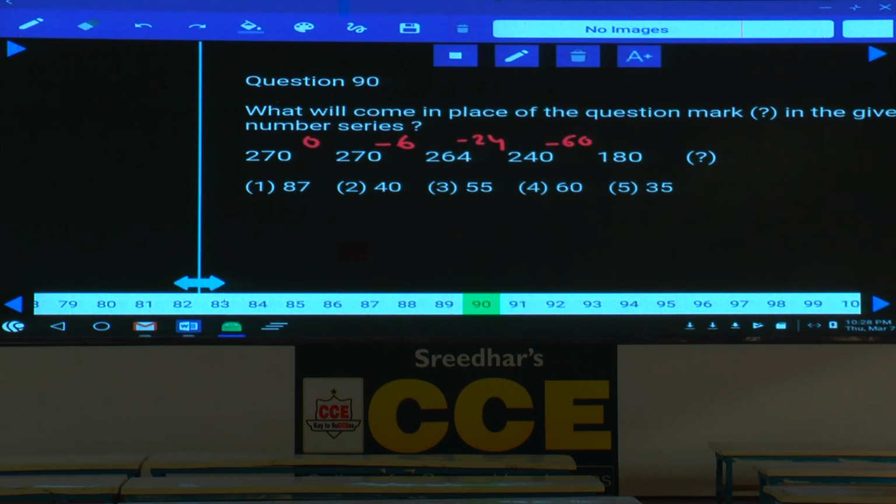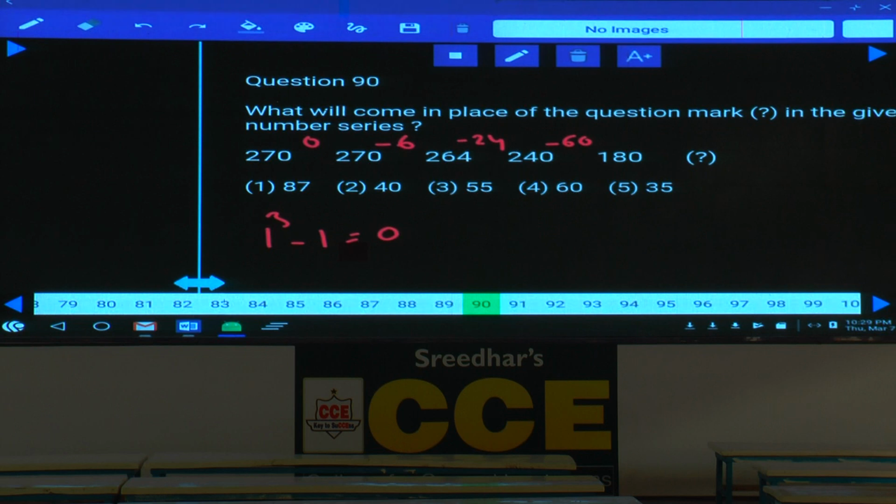Then what are these numbers? 0, 6, 24 and 60. 0 can be written as 1 cube minus 1. Fine. Suppose you never prepared 1 cube minus 1, fine. Because last year on 3 occasions he has given the same question. Okay, the numbers might have changed, but the logic is one and the same.